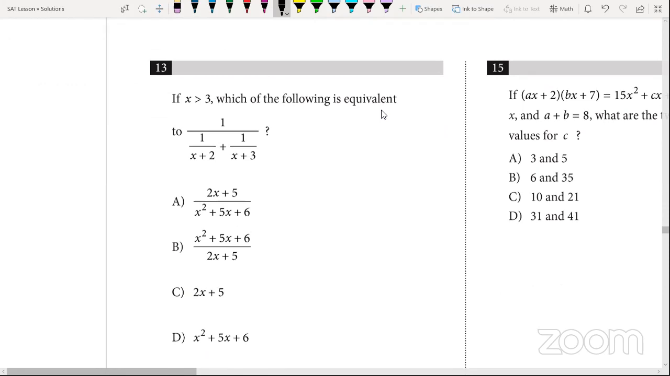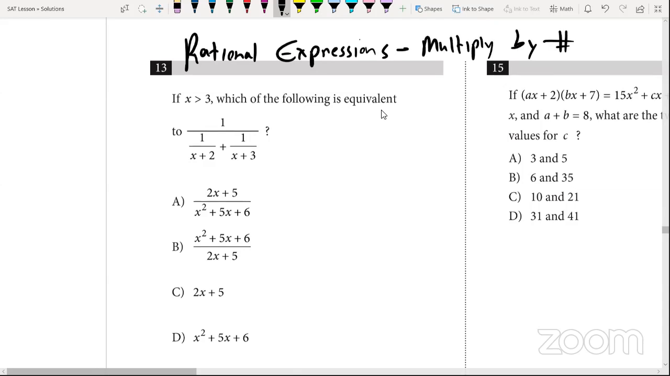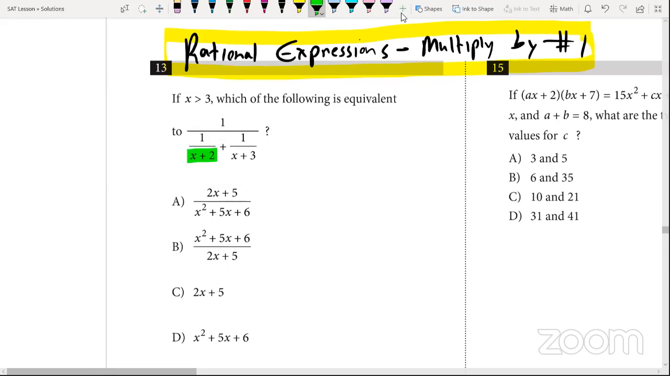13 is a rational expression. And for rational expressions, what you're usually doing is multiplying by a factor of the number 1, by a multiple of the number 1. And I'll show you what that means. Essentially, the thing that makes this a little challenging in appearance is that you have x plus 2 and x plus 3 in the denominator. So you have expressions in the denominator, which is a little more work than if they weren't there.